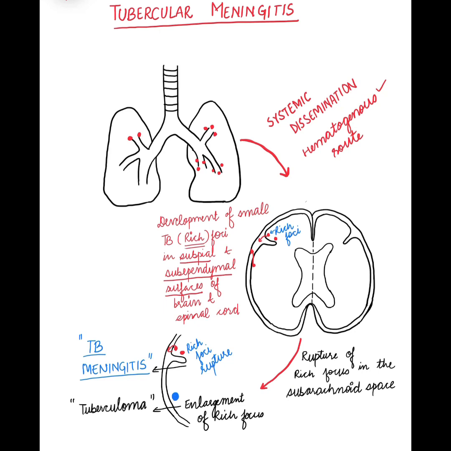So the primary focus is the lungs. It spreads to the subpial and subependymal surfaces, leading to the development of Rich foci. When these Rich foci rupture into the subarachnoid space, it leads to tubercular meningitis. If the Rich foci further enlarge in size, it will lead to the formation of a tuberculoma.